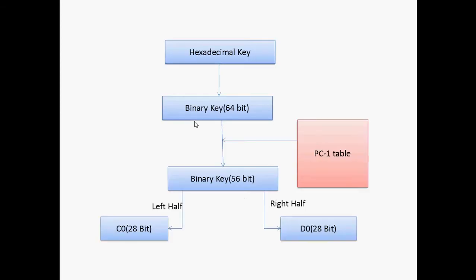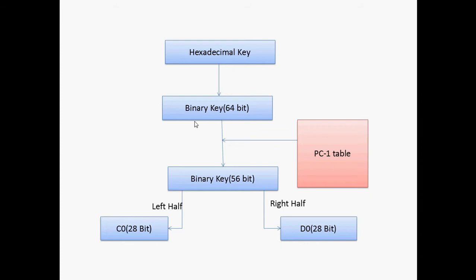The first step in the algorithm is converting the hexadecimal key into the binary key. The hexadecimal key which we get in the form of 133457799BBCDFF1 will be converted into the binary key of zeros and ones. This is a 64-bit key. So after converting the 64-bit key, we use the PC table to convert the 64-bit key into a 56-bit key.